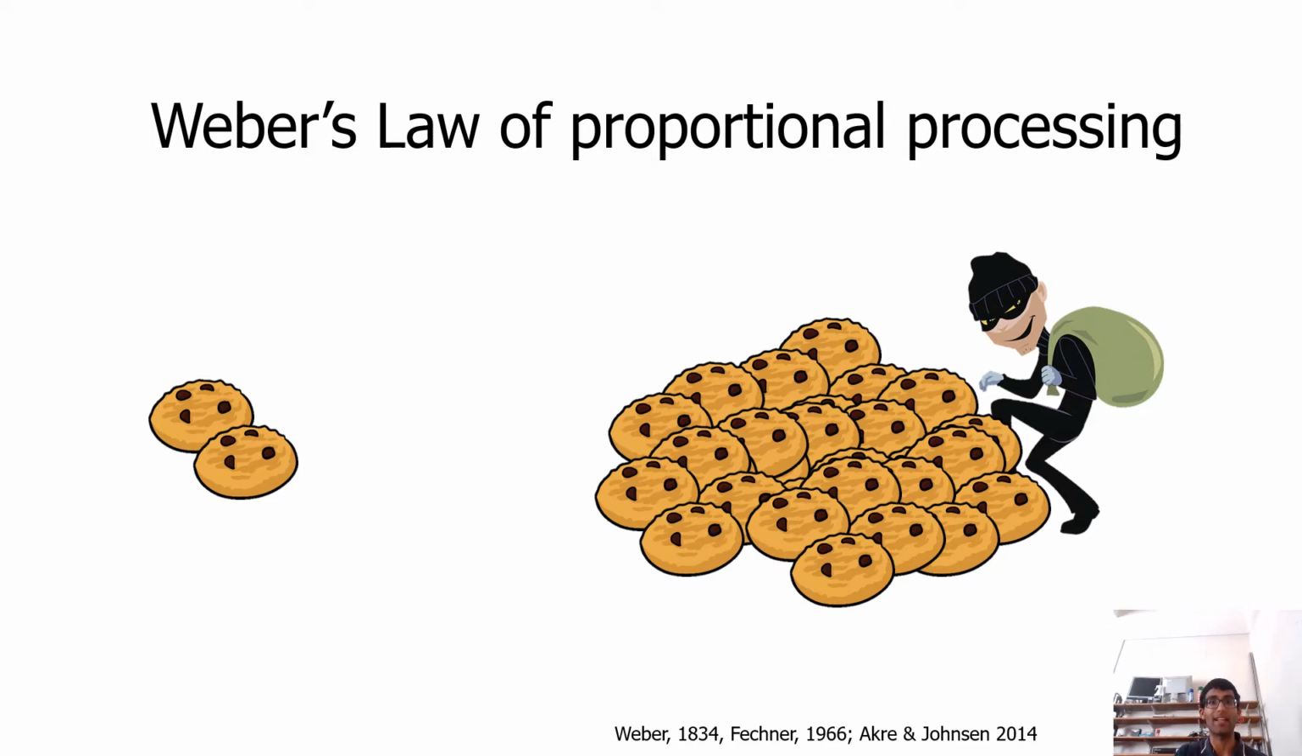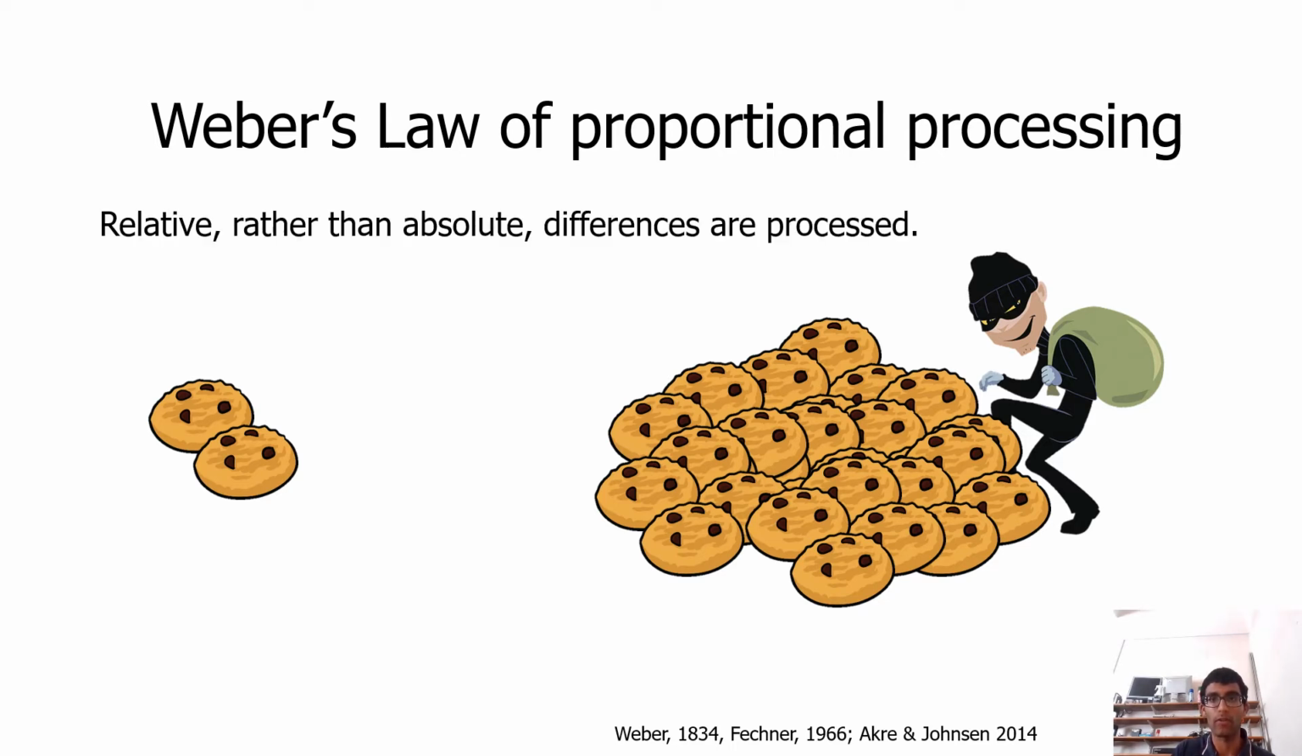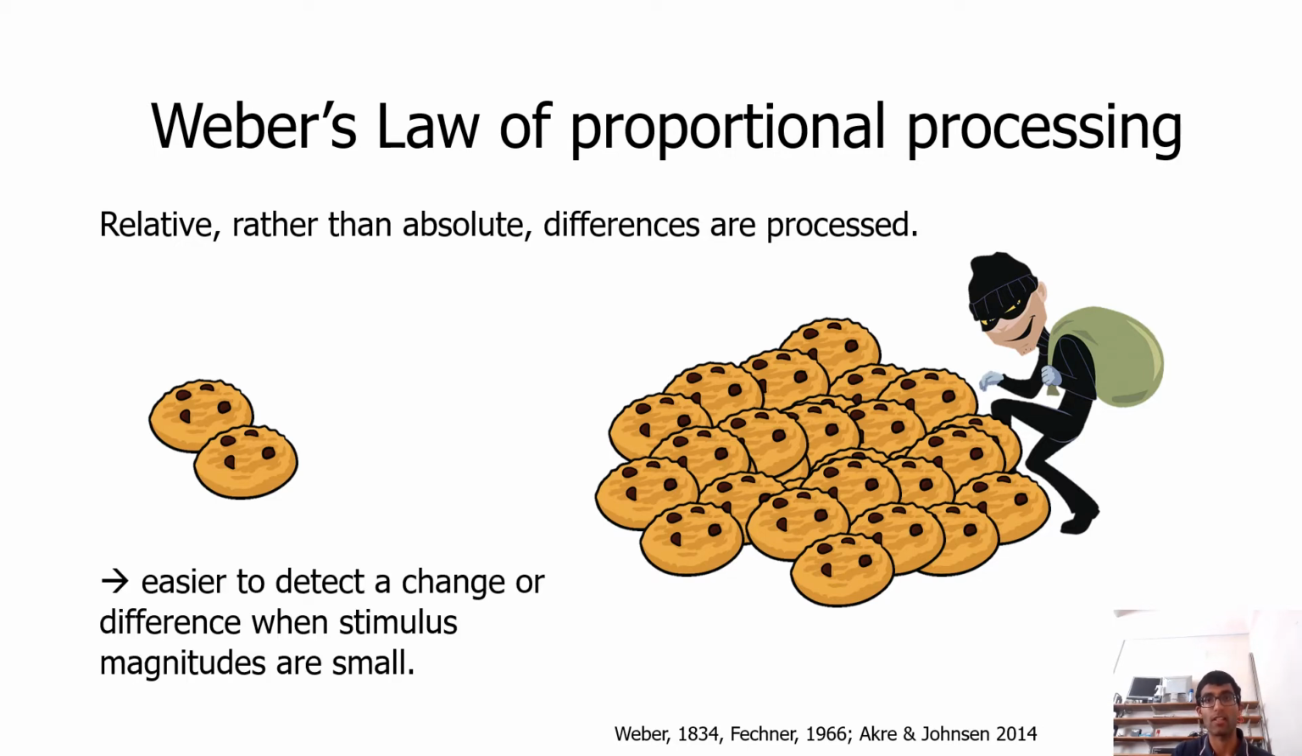But in fact, it's the relative difference that's important. The relative difference is much larger when there are only 2 cookies, in which case it's a half, than when there are 100 cookies, in which case it's a hundredth. A hundredth is a very small relative difference, so it's much less noticeable. Weber's law states that when receivers discriminate between stimuli, relative rather than absolute differences between stimuli are processed. The cookie example demonstrates that it's easier to detect a change or a difference when stimulus magnitudes are small, which is a corollary of Weber's law.